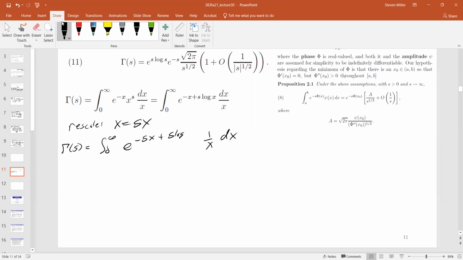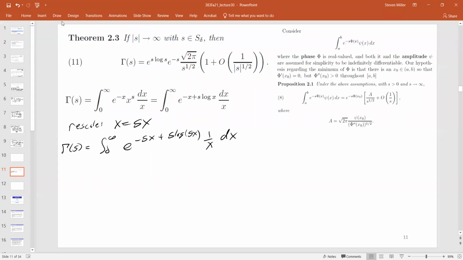So log sx, yes. When I rescale x, I have that over there. But the dx over x, so we're using dx over x goes to dx over x. We're finally using that we have this invariant scale. Well, now if I want to write this, this is now just the integral from 0 to infinity, e to the negative s.